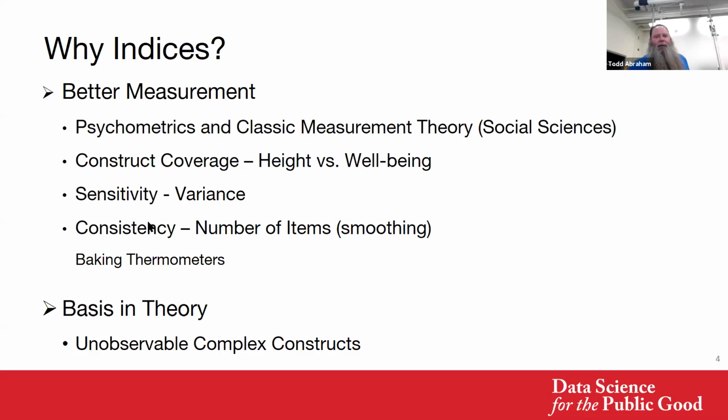Last bit about why creating indices is important, or why creating scales is important, is that the things we're typically trying to measure are complicated, are complex. I mentioned we probably don't all necessarily agree exactly on what well-being is. You can't see it. It's unobservable. It's complex. It's multifaceted. So indices are usually driven by theory, a theoretical model of what it is that we're actually trying to measure.